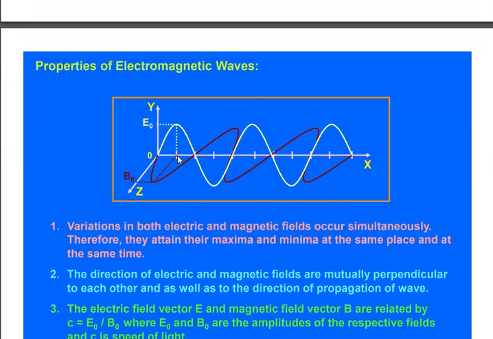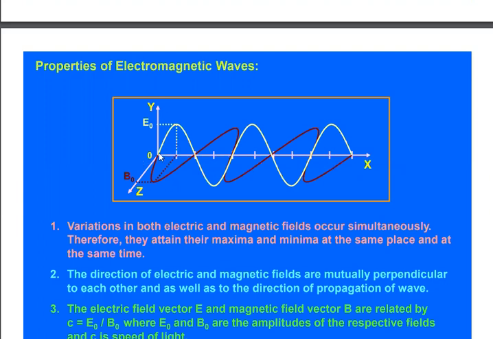So here you see the electric field is varying in the xy plane and is perpendicular to the direction of propagation of the wave, x. And the magnetic field is varying in the xz plane and is also perpendicular to the direction of propagation of the wave, as the wave is propagating along the x-axis. The magnetic field is varying sinusoidally and periodically along the z-axis and the electric field along the y-axis.